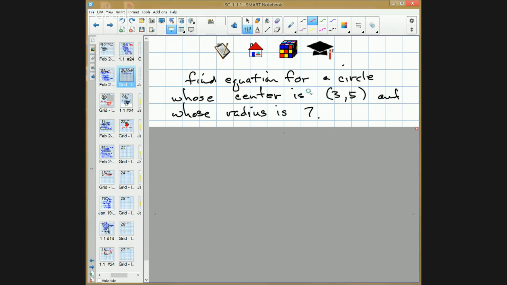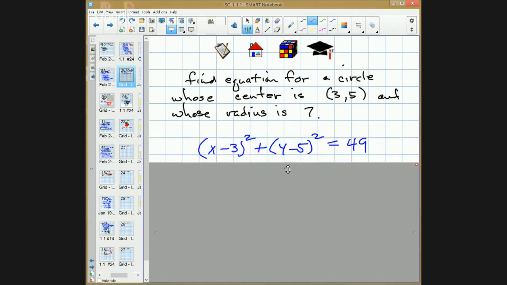This is a problem I made up, but it's some more practice on do you get the standard form of a circle. So what if I asked you this question? Find the equation for a circle whose center is at 3, 5, and whose radius is 7. So I didn't write it in here, but here's what you really need to know. Remember this guy?